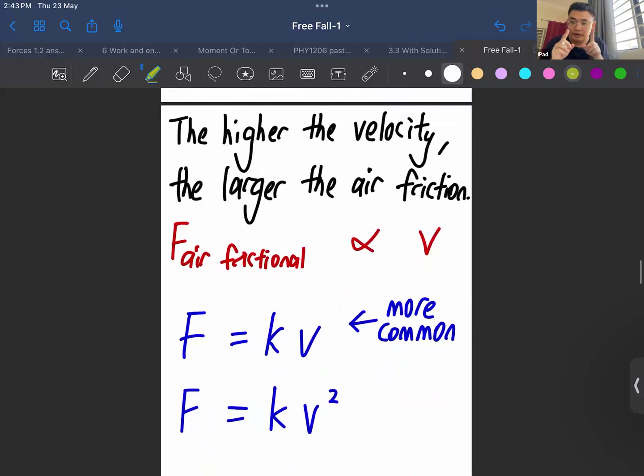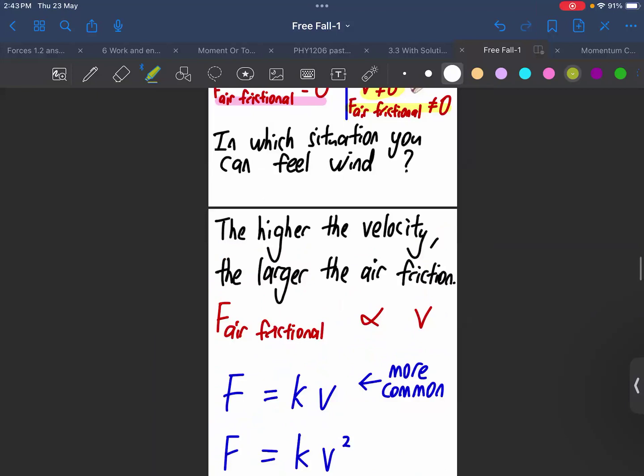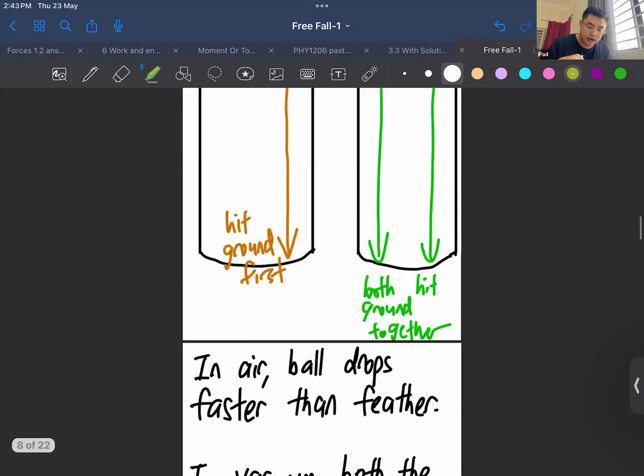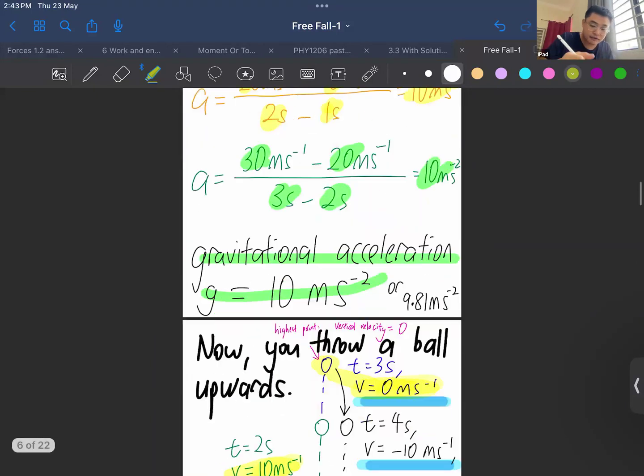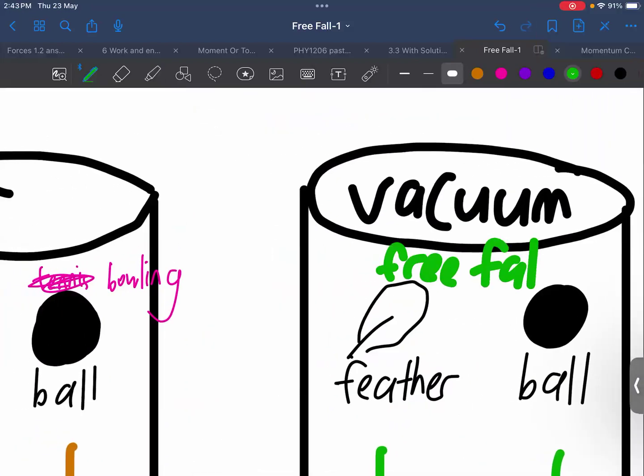Before I proceed, I need to remind you, you see the name of this document? It's called free fall. Then just now, when I talk about everything in vacuum, only this is known as free fall. Because in vacuum, the only force acting onto the object is the gravity. I repeat, in vacuum, the only force acting onto the falling object is the gravity.